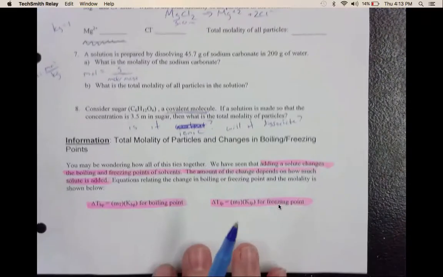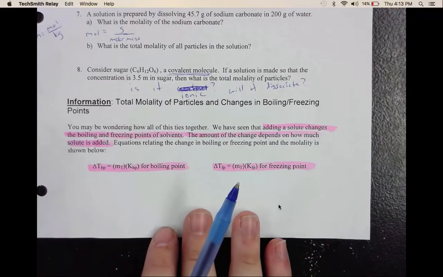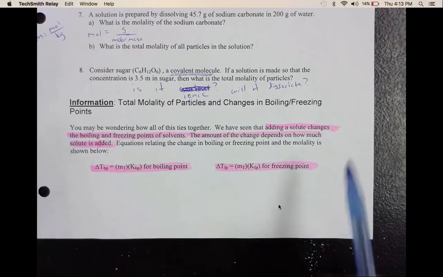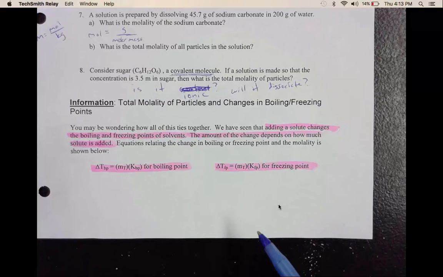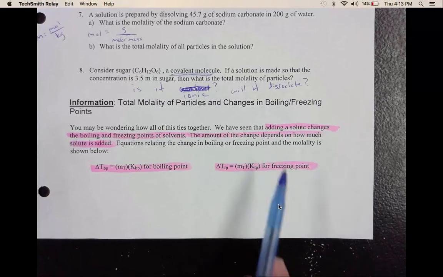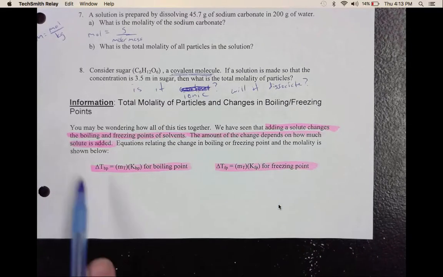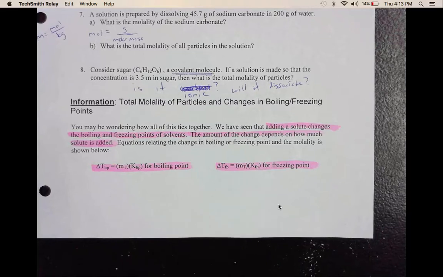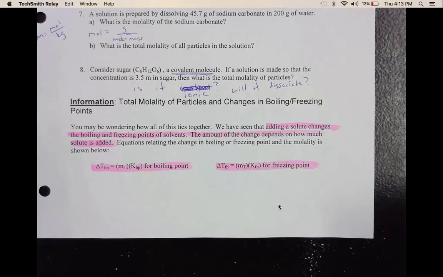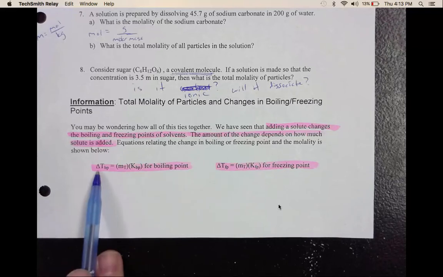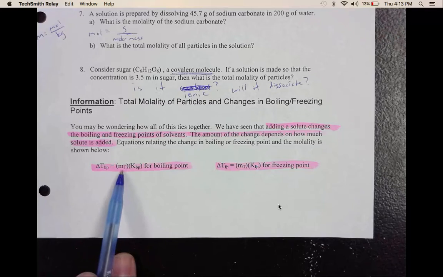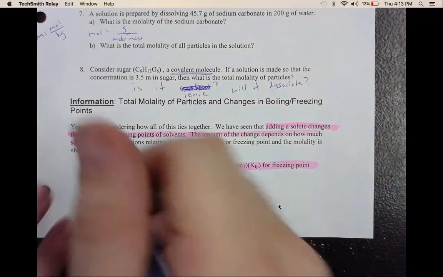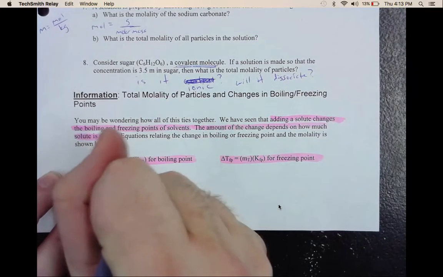Now we're coming down to total molality. So we already figured out that adding a solute, adding anything to our solution changes the boiling and freezing points of the solvents. The amount we change depends on how much is added. There are 2 formulas for remembering this. Here's the other page. So the first formula is the delta T, the delta of the boiling point, the change in temperature, will be equal to the molality. So remember, this is total molality.